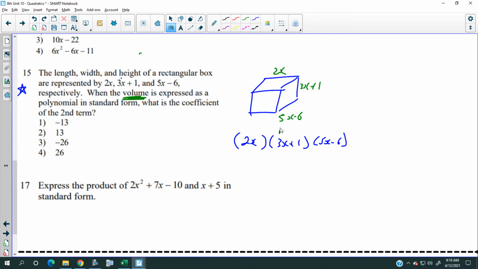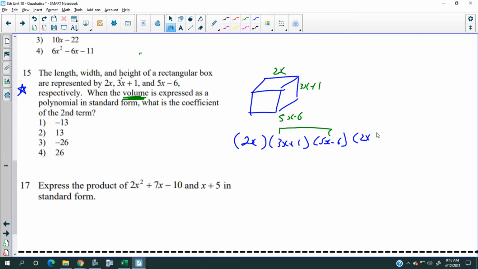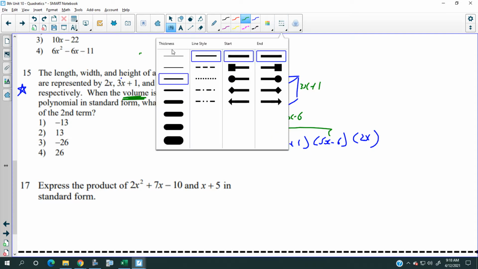Now, I'm gonna distribute. You know what? Actually, let me move this to the back end, so that way, I can do this first. Okay. All right. Let's see.